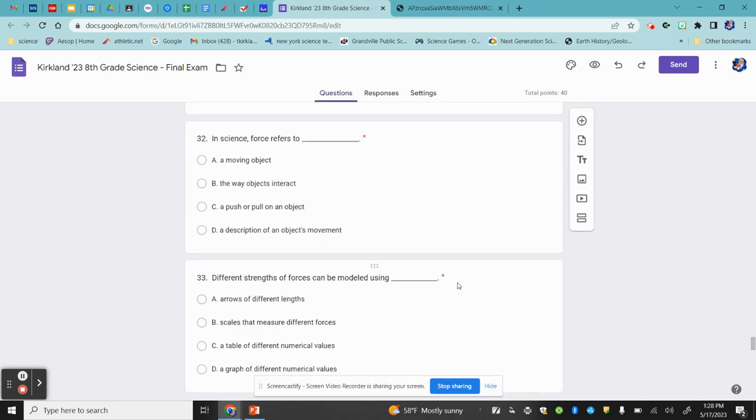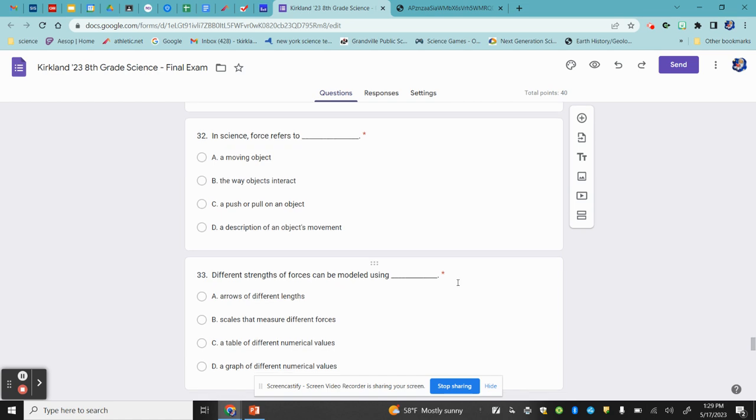32. In science, force refers to A. a moving object, B. the way objects interact, C. a push or a pull on an object, D. a description of an object's movement. 33. Different strengths of forces can be modeled using A. arrows of different lengths, B. scales that measure different forces, C. a table for different numerical values, D. a graph of different numerical values.